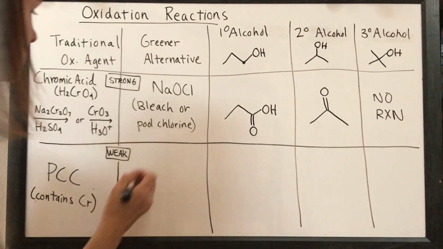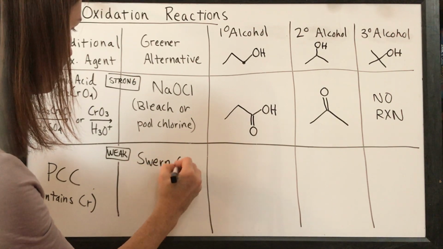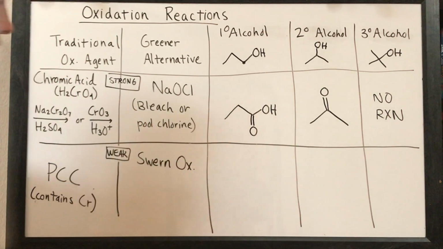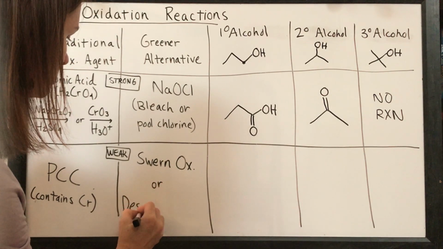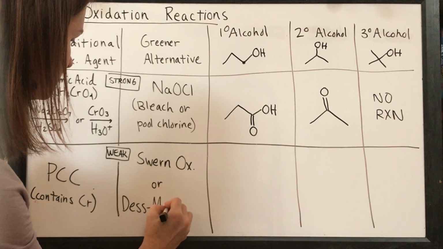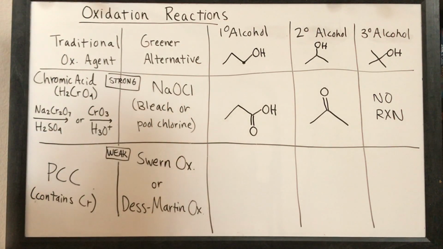Then you might do something called the Swern oxidation. So you can just write Swern oxidation over your reaction arrow, or you could do something called a Dess-Martin oxidation. These are named after people who discovered them. So you can write either of those over your reaction arrow. And again, if you want to look in your textbook and see what the combination of reagents is to do these reactions, you can.